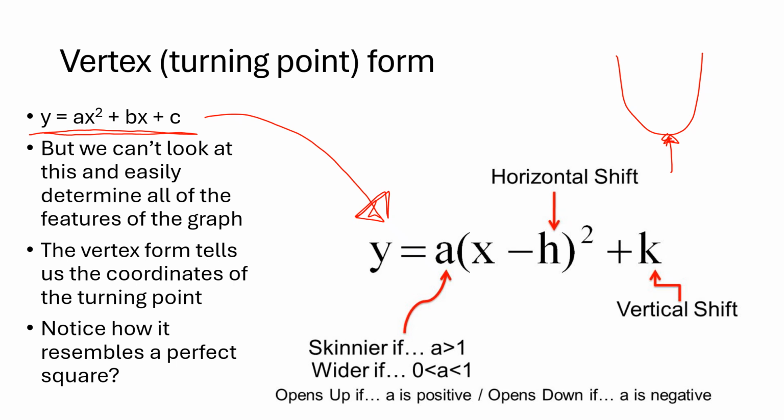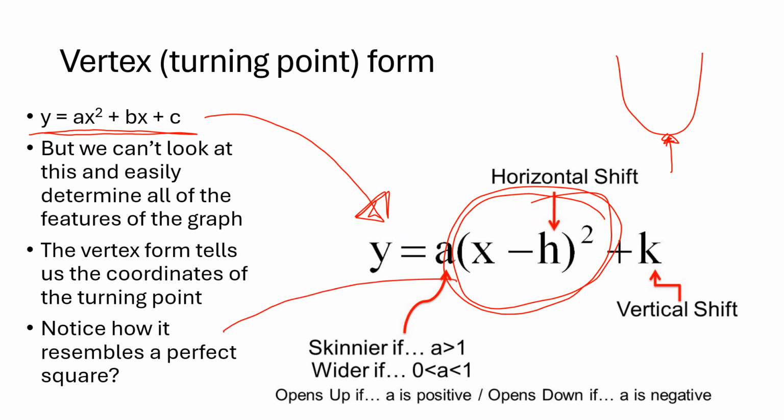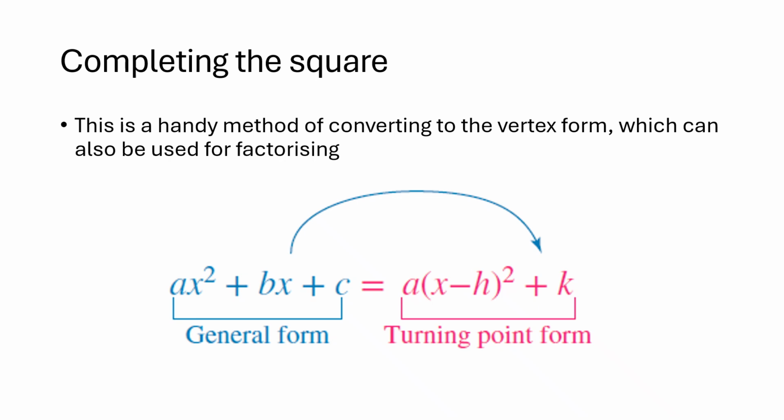The vertex is just the turning point, the point of the graph here, for example. The useful thing about the vertex form is that it is very easy to graph. When we look at it like this, we can see that part of it is really a perfect square, isn't it? x minus h, all squared. That part there is a perfect square. So we are going to learn a technique to go from general form to turning point form.